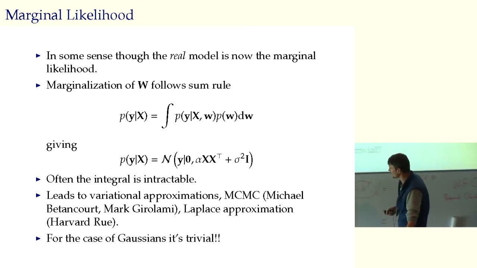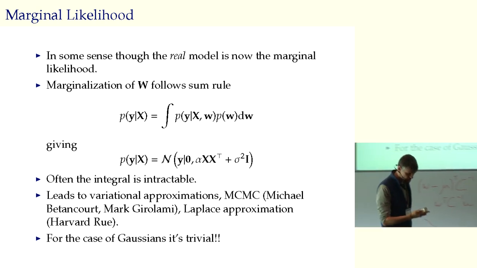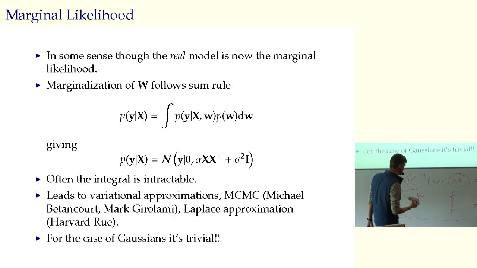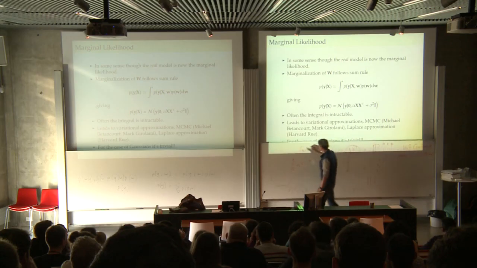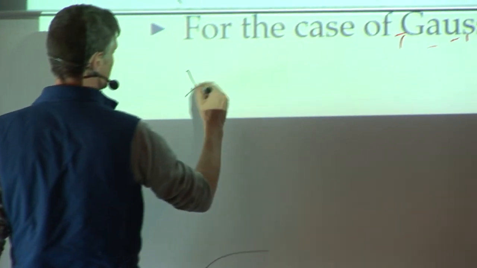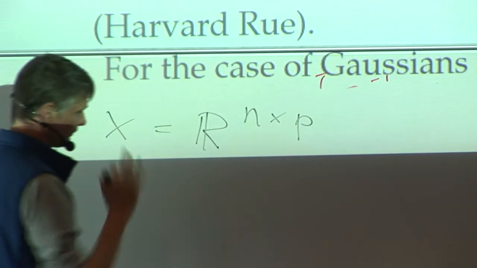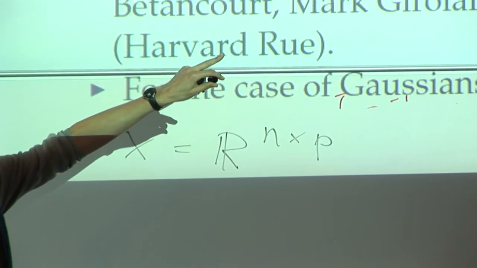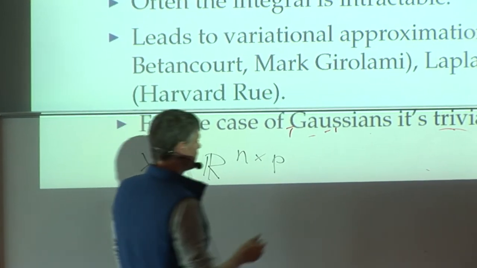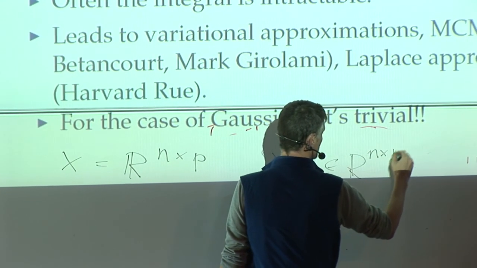Now, I want to spend a little time looking at that form. We defined earlier that x is in the reals of n by p. So what size does that make x transpose? N by n, yeah. So x transpose is a matrix of n by n.